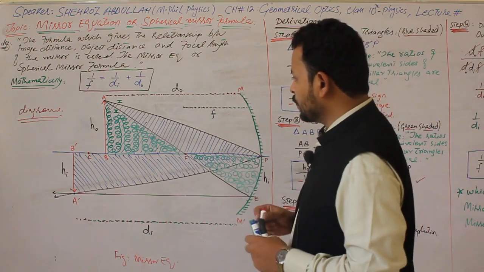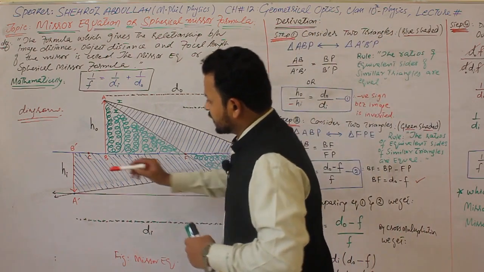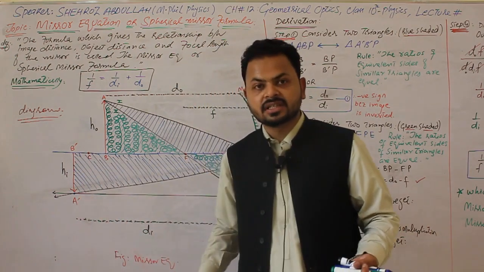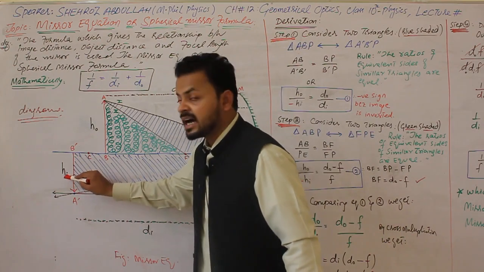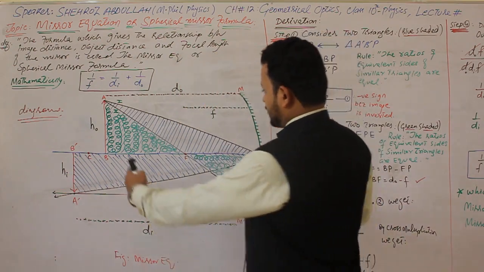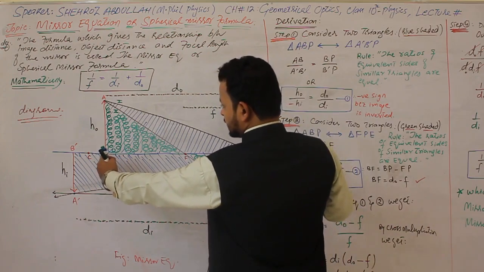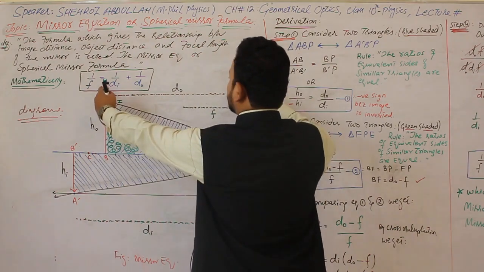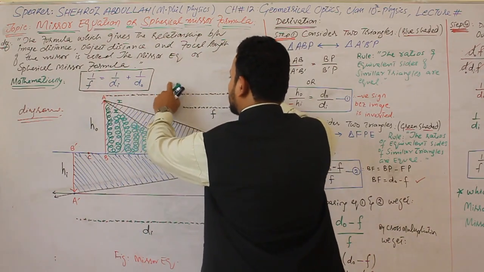Now this image has a certain height. Say this is the height of the image, hi. Now this distance, the object to mirror distance, let me call it d naught.